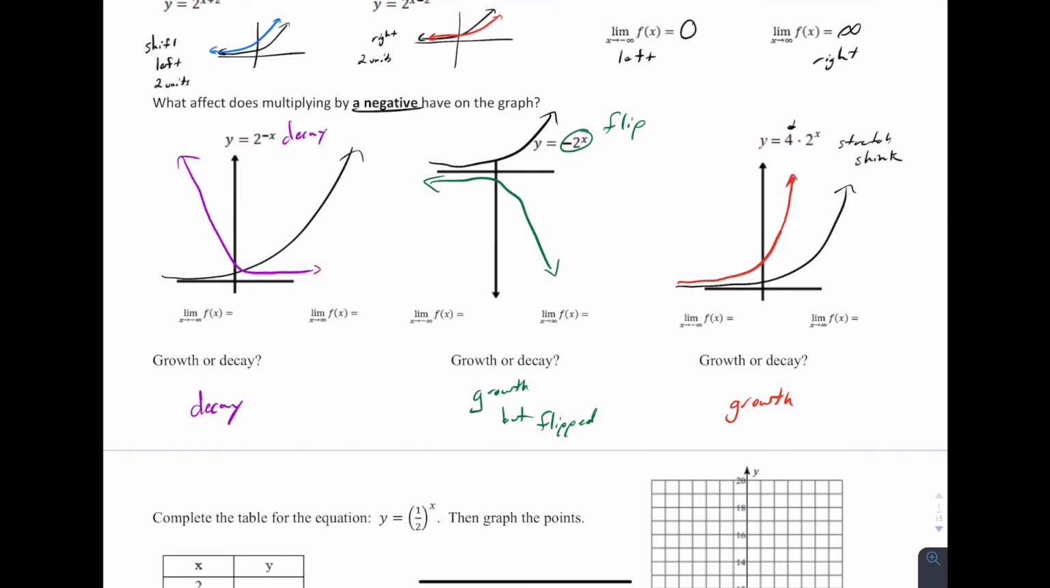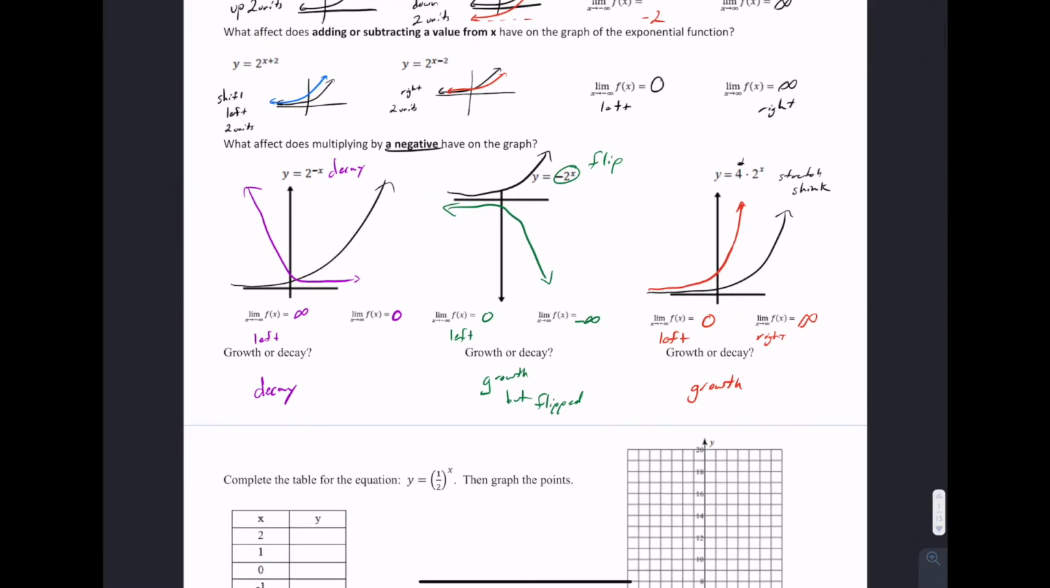Oh yeah, also about the end behavior. Now this one, as you go to the left, goes to positive infinity, and now it drops to 0. This one, as you go left, you go to 0, but this one now goes to negative infinity as you go to positive infinity on x, because you're going down forever. And then on the last one, this goes to 0 as you go left, but as you go to the right, you're still going to positive infinity.